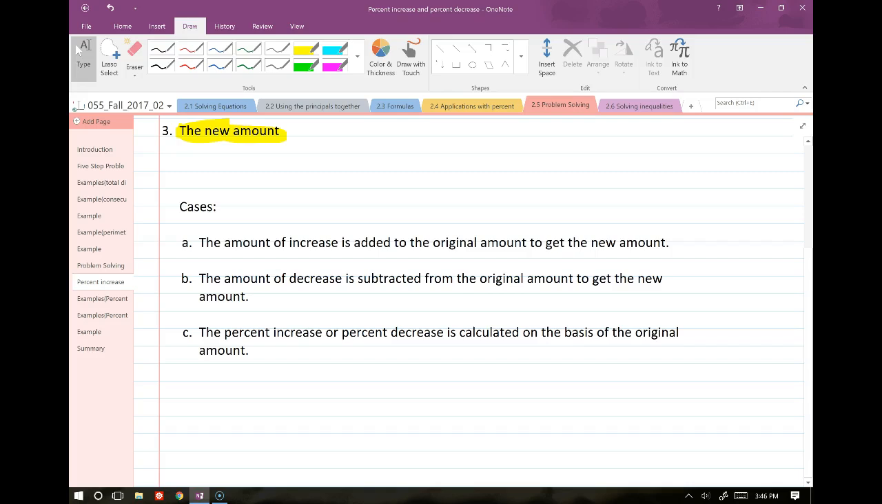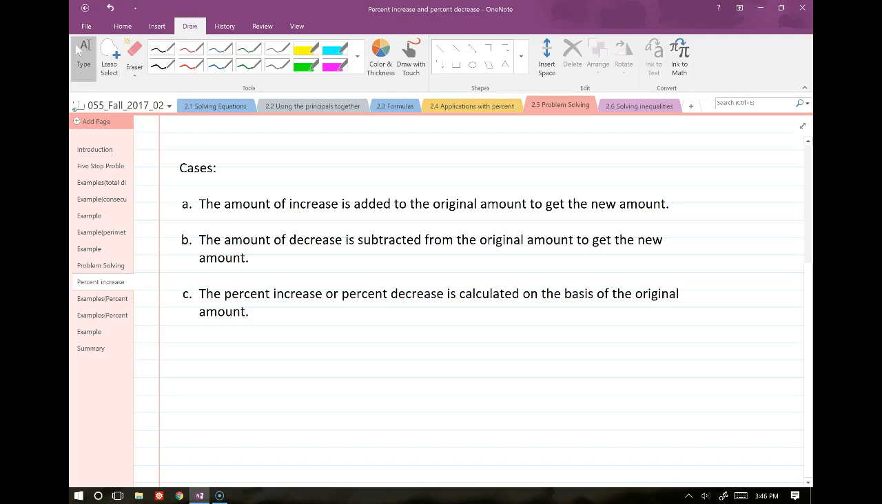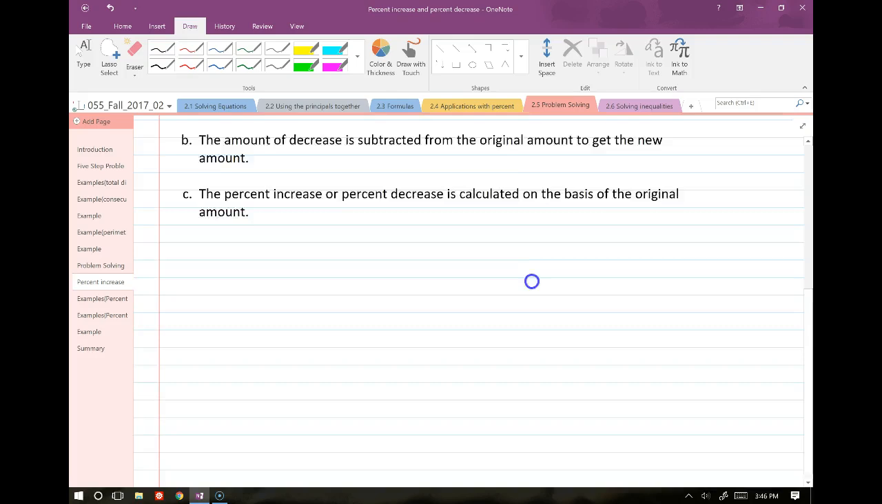Case 1, the amount of increase is added to the original amount to get the new amount. That looks something like this. Actually, no, I won't try and do this. We'll just go over the cases. The second case, the amount of decrease is subtracted from the original amount to get the new amount. The third case, the percent increase or percent decrease is calculated on the basis of the original amount. Those are the three cases you will run into when doing percent problems.